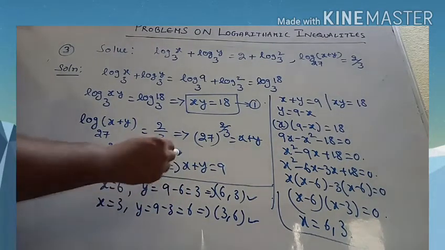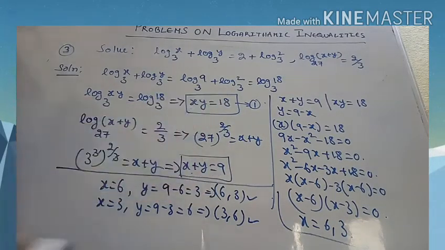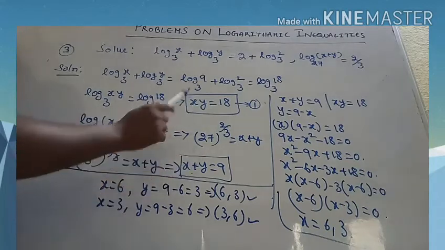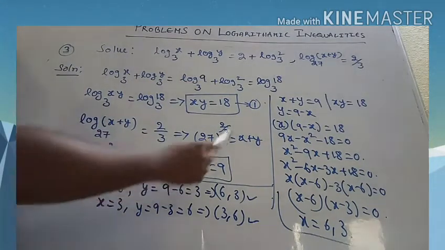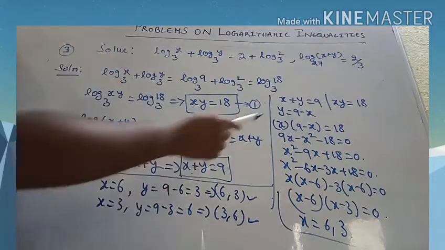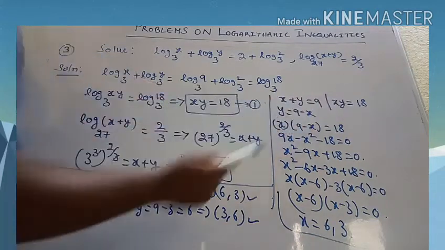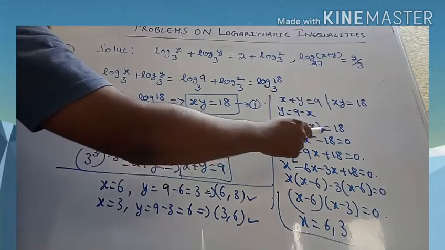Now you have got two equations nicely. One is x plus y is equal to 9 and xy is equal to 18. Now let us solve this using the algebra technique to get the x value and y value. X plus y is equal to 9 means y is equal to 9 minus x. Let us substitute this y in the equation xy equal to 18. X into y, y is what? 9 minus x is equal to 18.